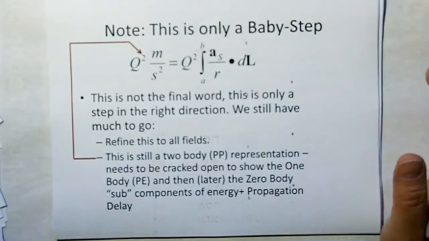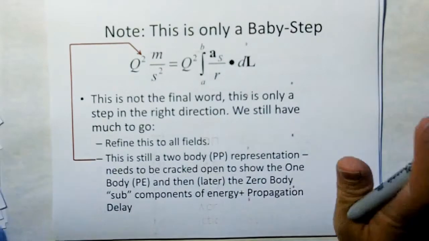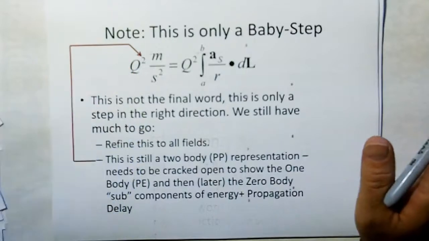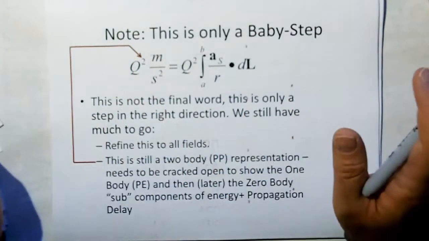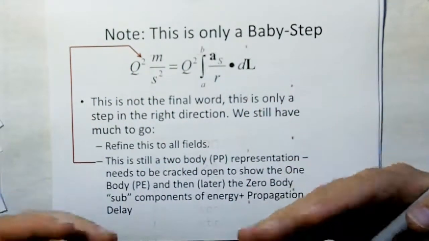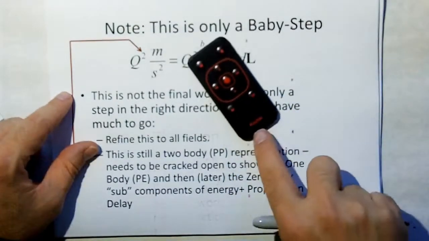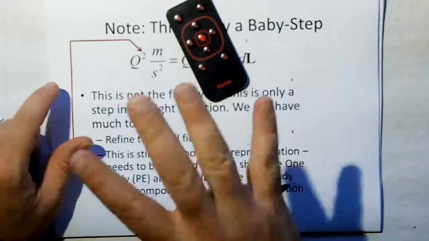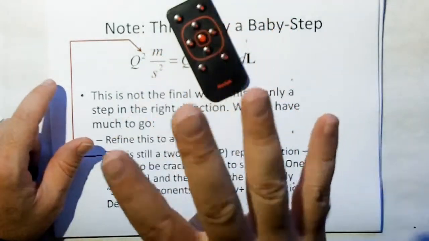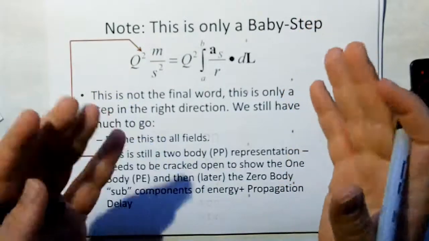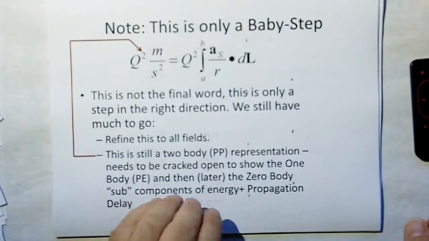Now remember, this is only a baby step. This is not the final word, but it's a step in the right direction. We have much to go. This is still a two-body definition, but at least it's free of inertia. And it's free of the necessity to have the body react to you in order to put energy into it. And so we're free of that requirement from classical theory. But this is only a step in the right direction. There's lots farther to go.